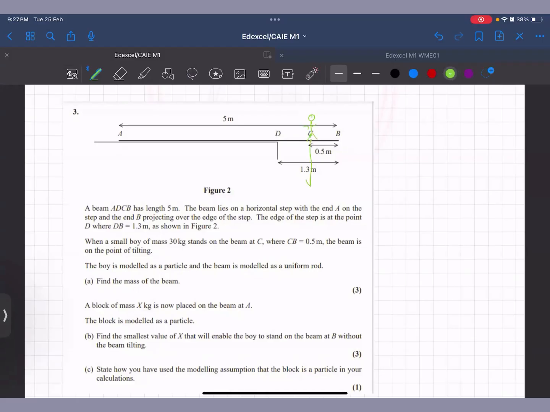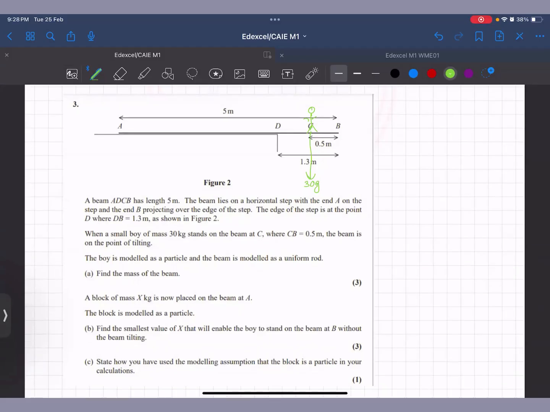So his weight would be acting downwards, which would be 30 times g, right? 30g. With CB equal to 0.5, the beam is on the point of tilting. On the point of tilting means that right now this is, again, what do we say, in equilibrium. Find the mass of the beam. The boy is modeled as a particle and the beam is modeled as a uniform rod.